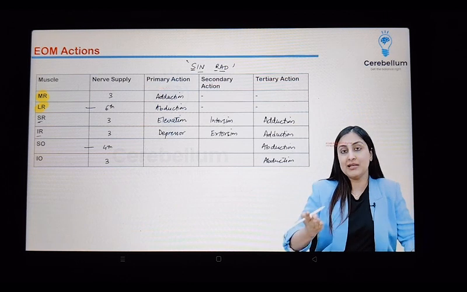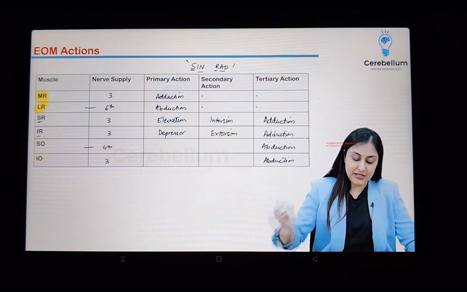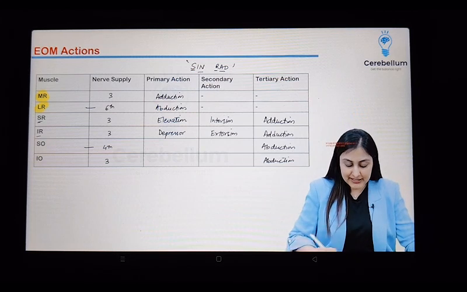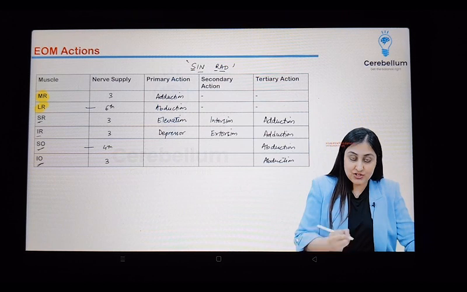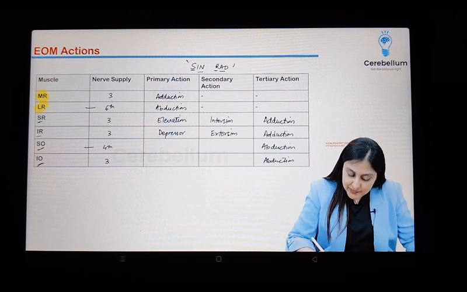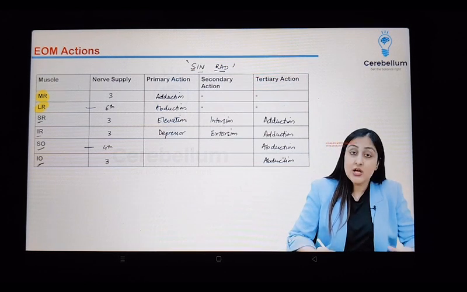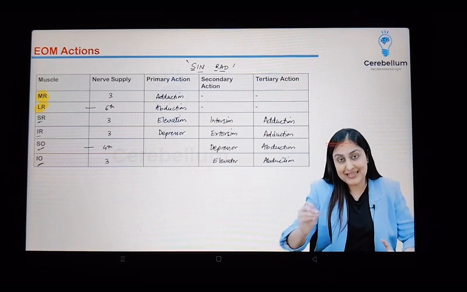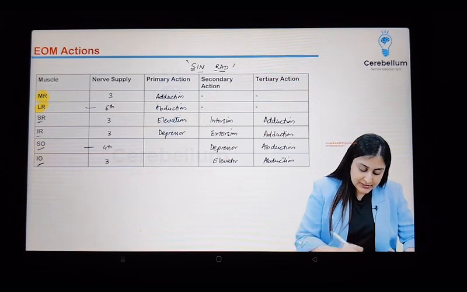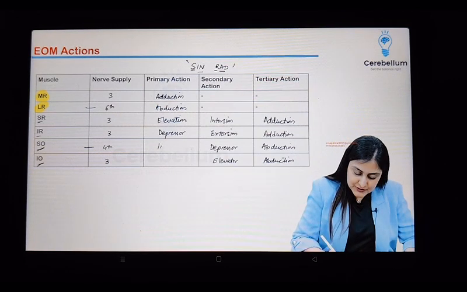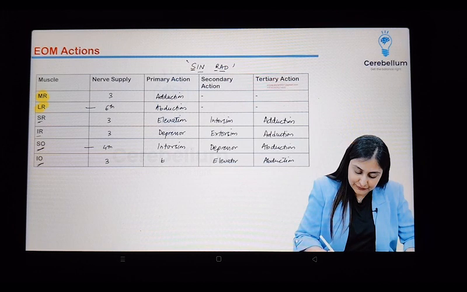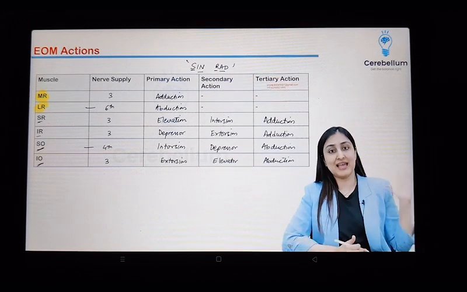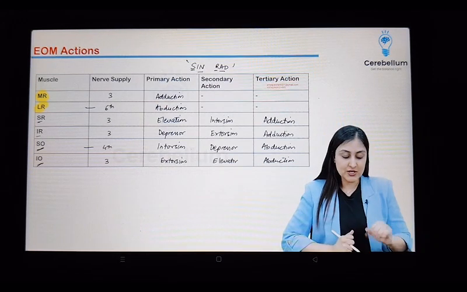Obliques are going to be ulta. Oblique means they have an action which is opposite to their name. So their primary action is intorsion, extorsion, and their secondary action is going to be elevation, depression, right? Because their name is going to be opposite from their action, superior oblique, remember, is going to be a depressor, whereas inferior oblique is going to be an elevator. On the other hand, superior oblique, SIN, so this is an intorsion, this is the primary action, and inferior oblique is an extorter. Alright. So step by step, this is how you remember this very scary looking table otherwise. Okay. So this is sorted.